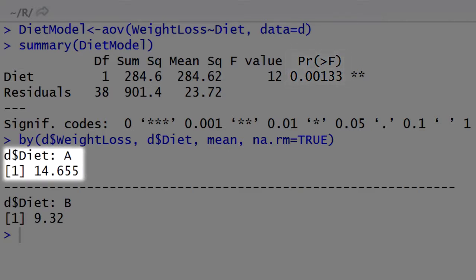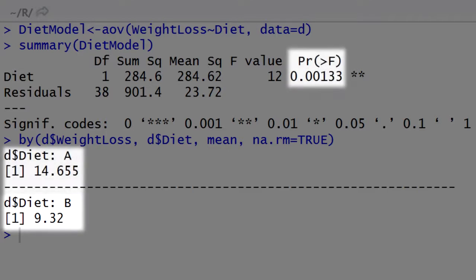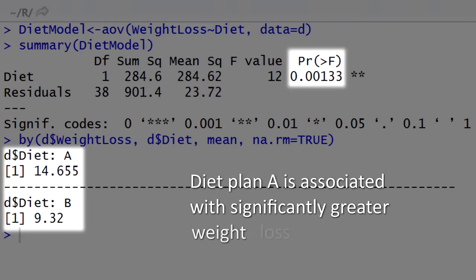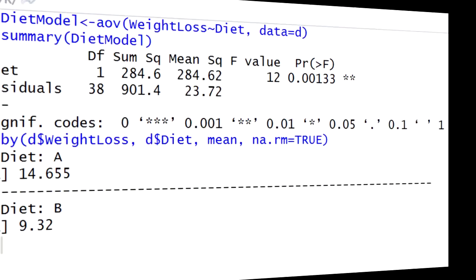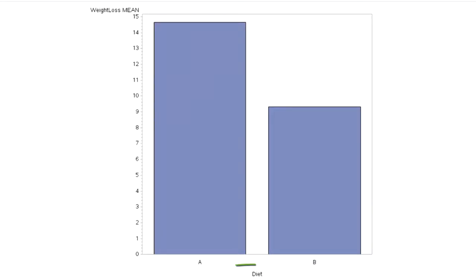Here we see that the average 1-month weight loss for diet A is about 14.7 pounds, and that the average 1-month weight loss for diet B is about 9.3 pounds. So, in conjunction with a significant p-value, we can say that diet plan A is associated with significantly greater weight loss than diet plan B. Here we show the finding graphically as a bar chart with diet, the explanatory variable, on the x-axis, and the mean weight loss, our response variable, on the y-axis.